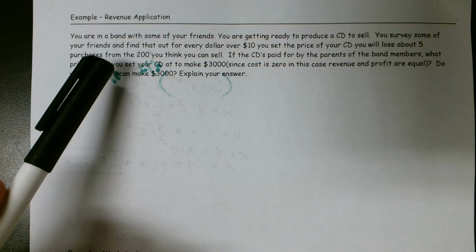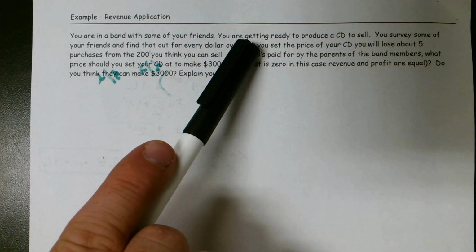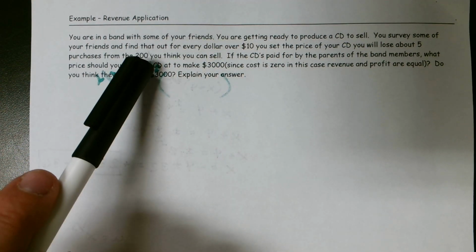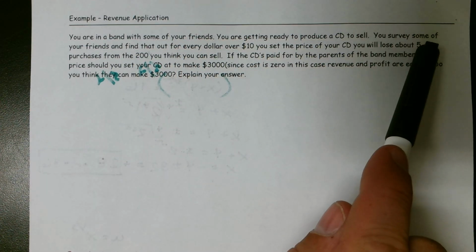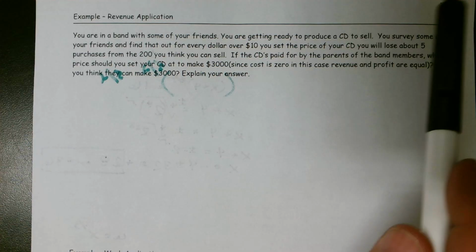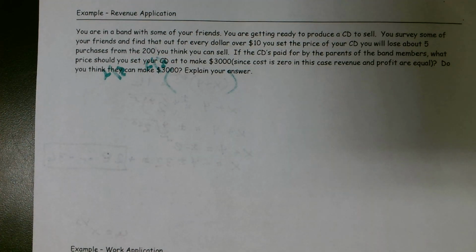So you do believe you can sell 200 at $10, but for every dollar over 10, you're going to lose 5 people. Okay, so if you raise this to $11, then you would expect to only sell 195, and so on and so forth. So if the CD is paid for by the parents and the band members, what price should you set your CD at to make $3,000?